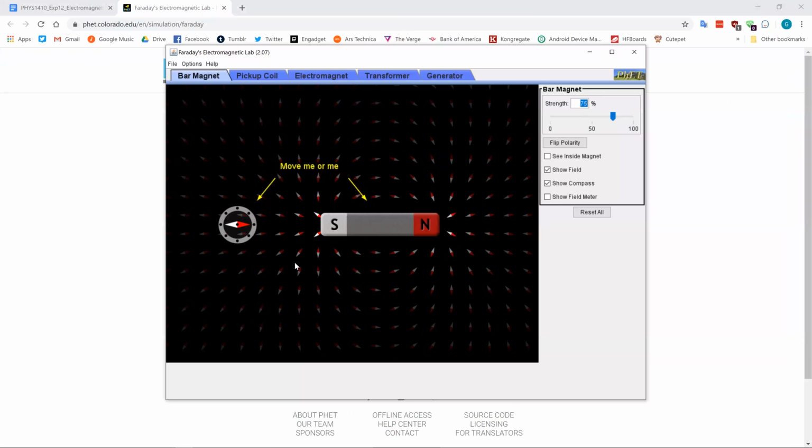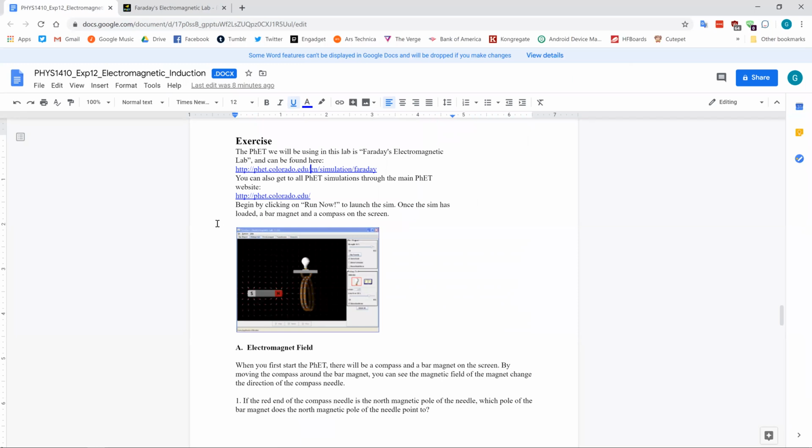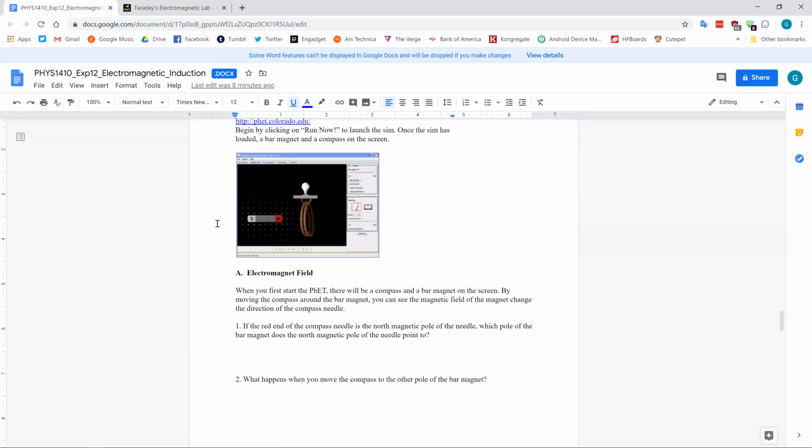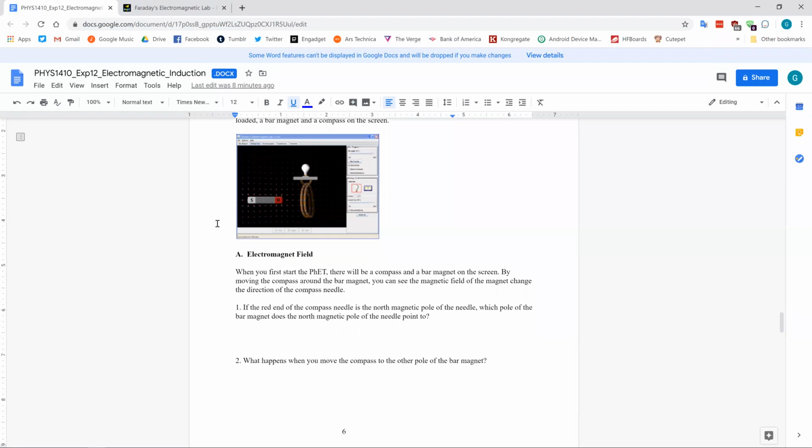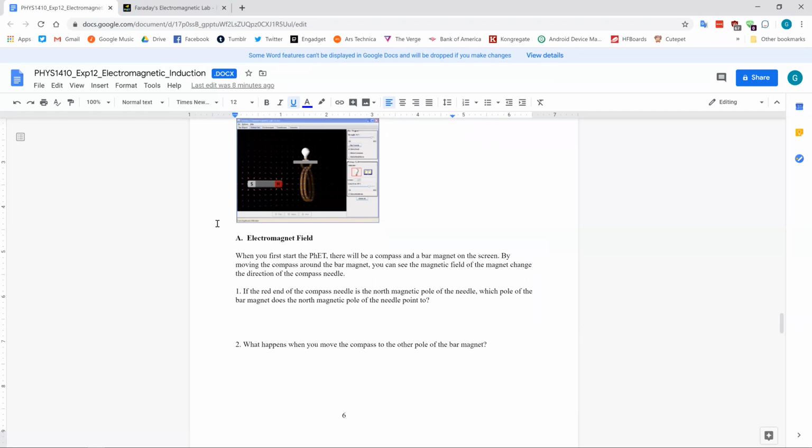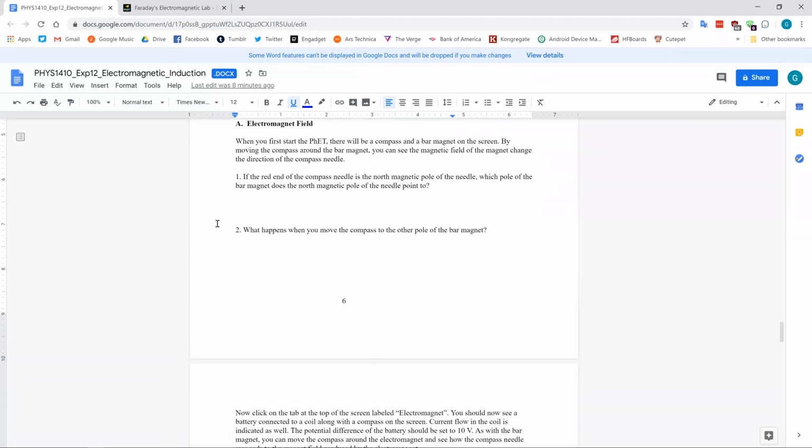So what you'll see when you open bar magnet and compass. The first thing we're just talking about is the magnetic field around that bar magnet. So the red end of the compass needle is attracted to the north magnetic pole.